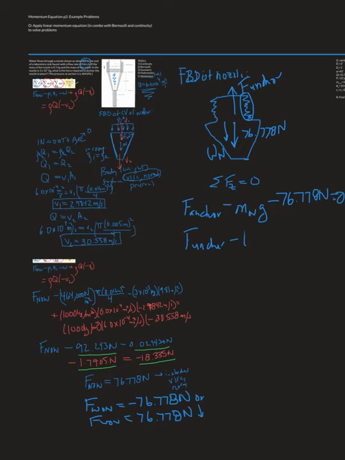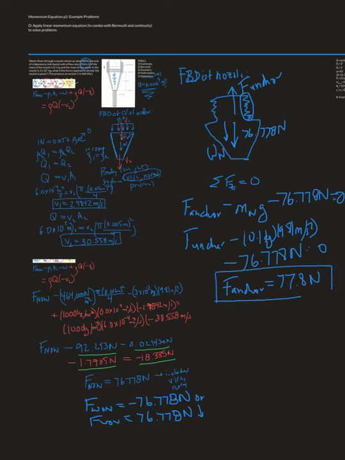Just gotta be careful. Okay, 0.1 kilograms times 9.81 meters per second squared minus 76.778 newtons equals 0. And the, let's see, where are you? F anchor equals 77.8 newtons. Okay, notice it's upward as we expected. Okay, so that's kind of the gist of how we do these problems.